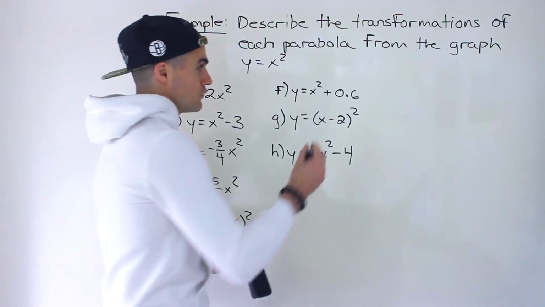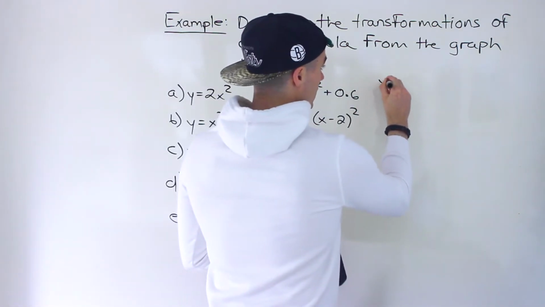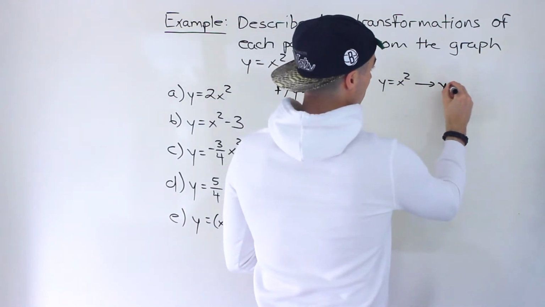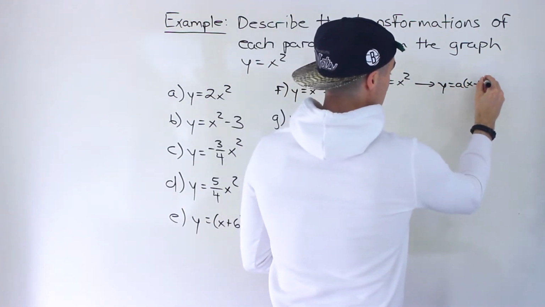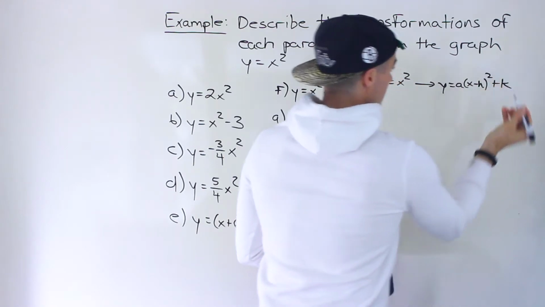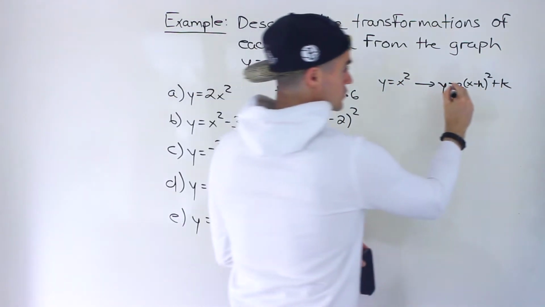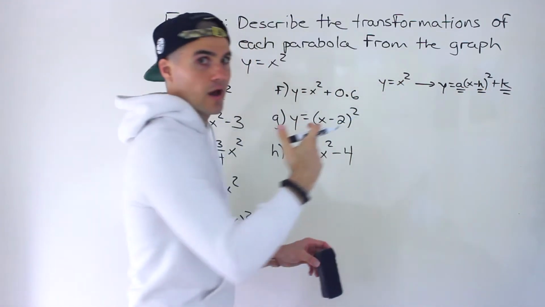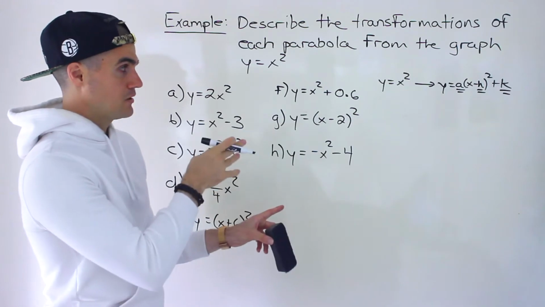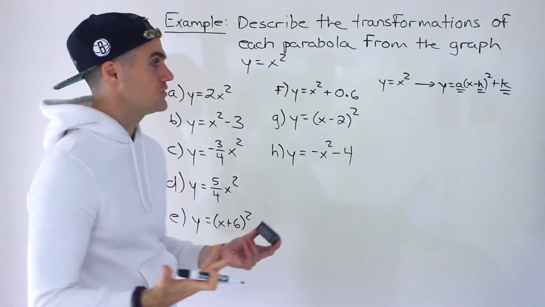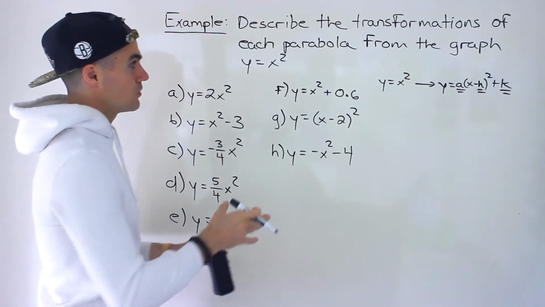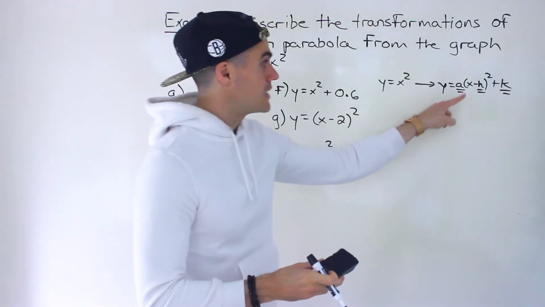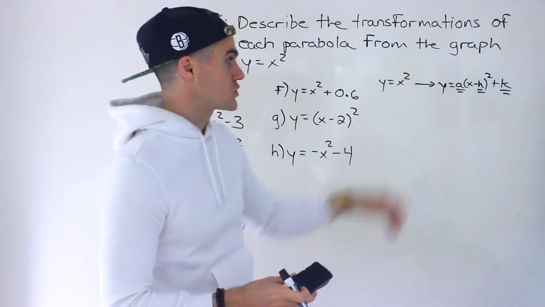Just as a quick review from those videos, we took x squared and said we're going to transform it, and the format it's going to take is this right here. We went through those three different transformation values, the a, h, and k, and described the different transformations that happen with each of those depending on what kind of values they take. So what we're going to have to do with all these is figure out what the a, h, or k value is, and then describe the transformations.